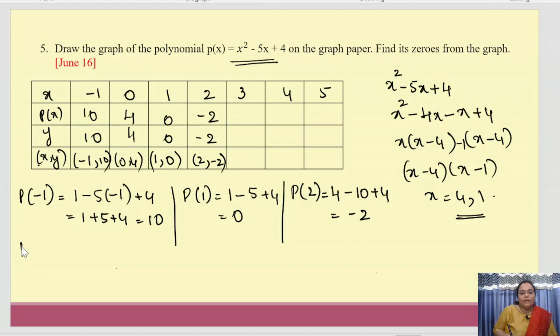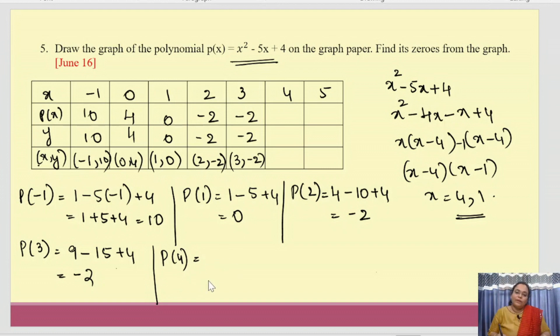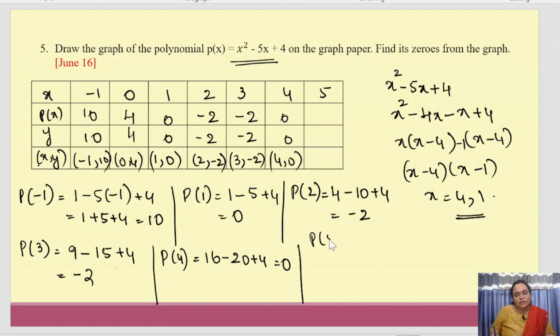And if you substitute 3 in p of x, you will get 3 squared is 9 minus 15 plus 4, which is minus 2. Coordinates are 3 comma minus 2. If you substitute 4 in p of x, you will get 16 minus 20 plus 4, which is 0. Okay. So coordinates are 4 comma 0. And if you substitute 5 in p of x, you will get 25 minus 25 plus 4, which is 4. Okay. Coordinates will be 5 comma 4.